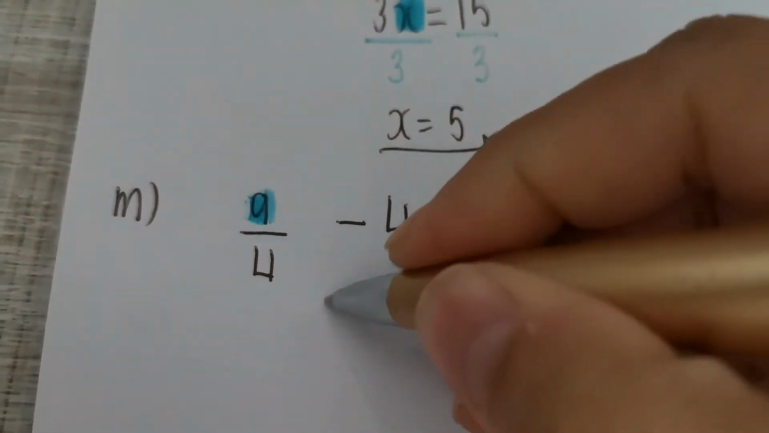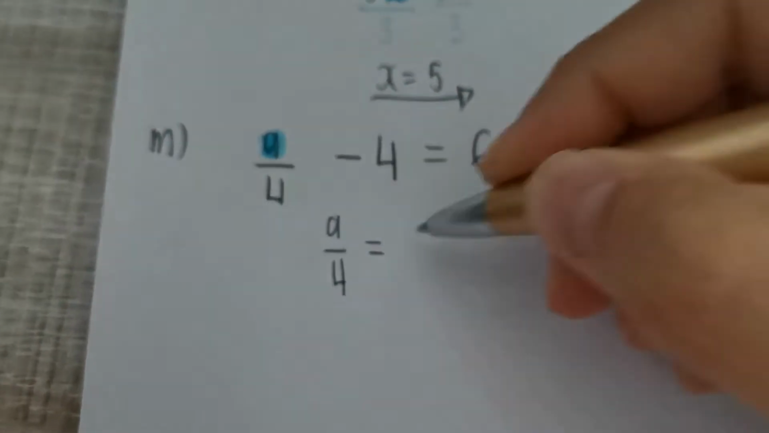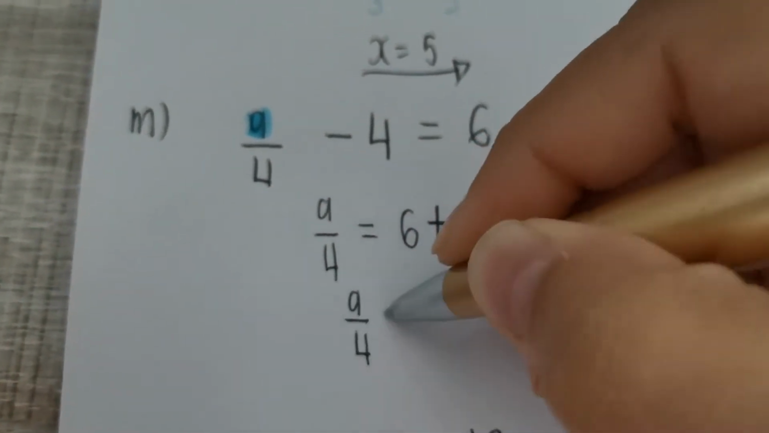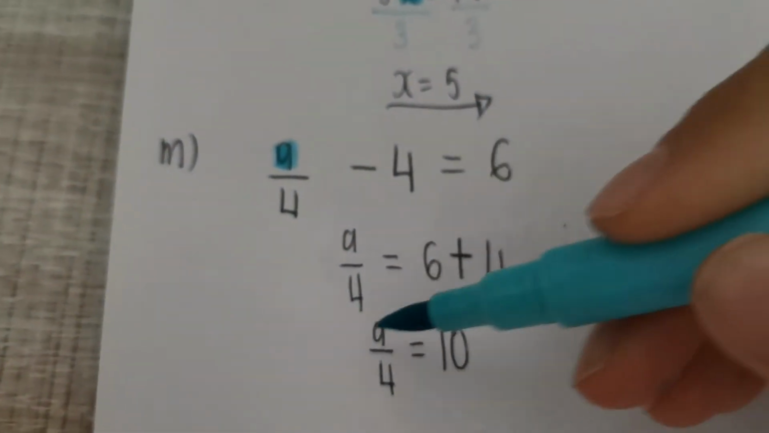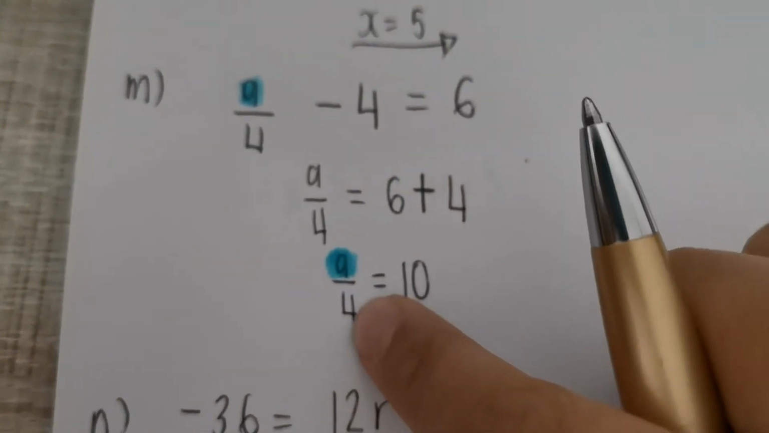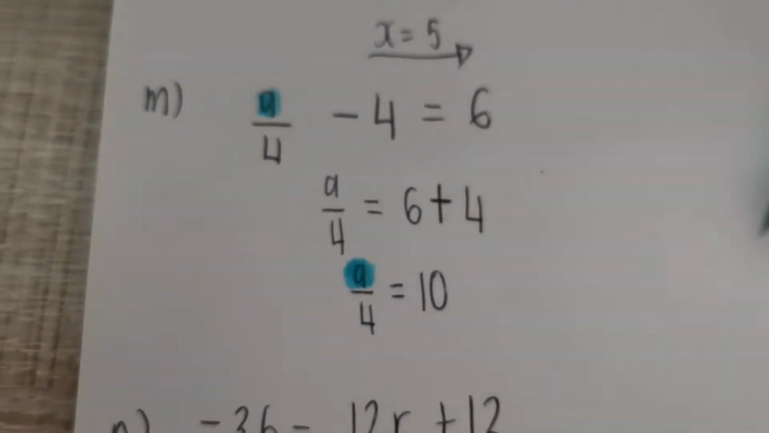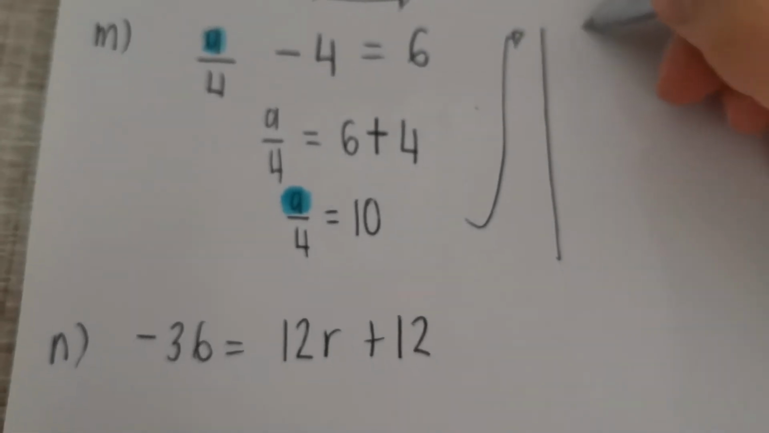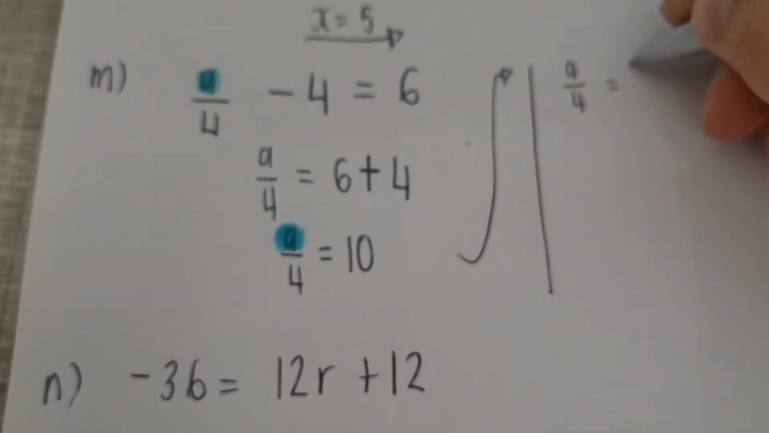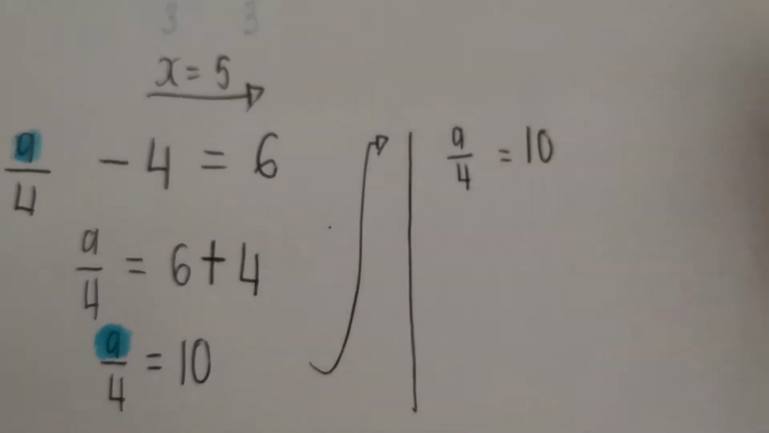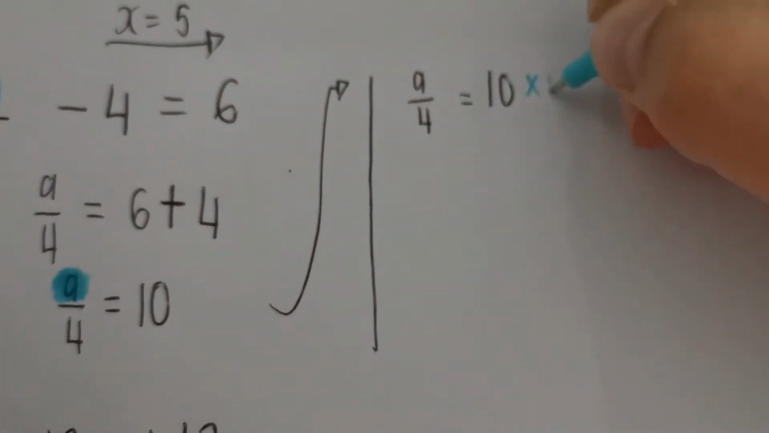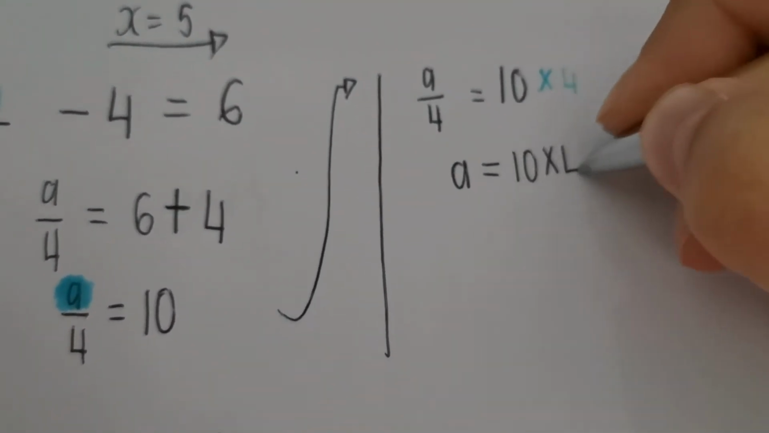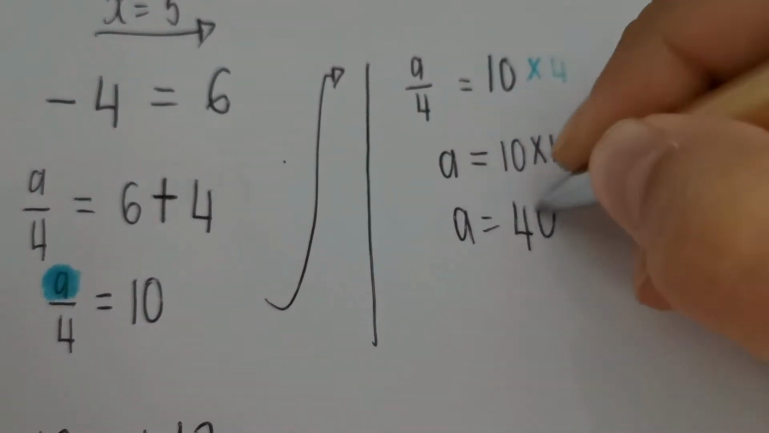Okay, next one. This is a over 4, okay? I want a on its own. Can you see I have it divided by 4? What's the opposite of divide by 4? Multiply by 4. I'm going to continue here. I have run out of space. We said the opposite of divide by 4 is multiply by 4.